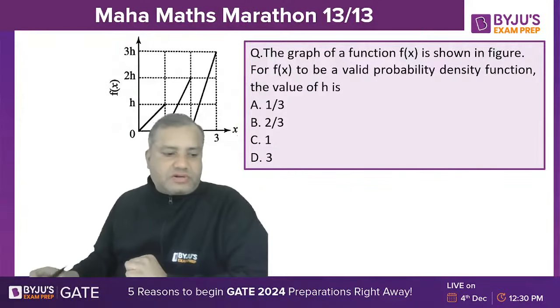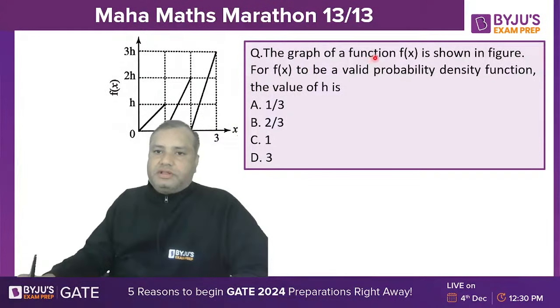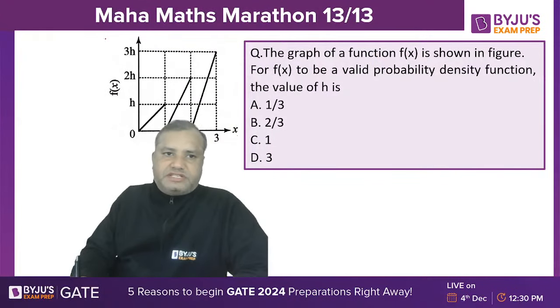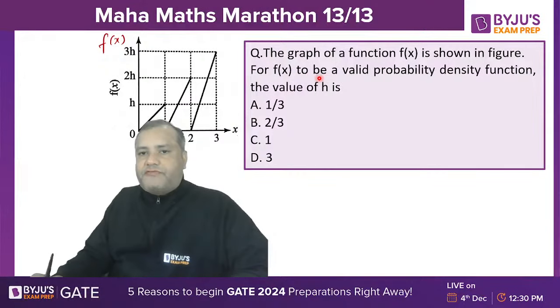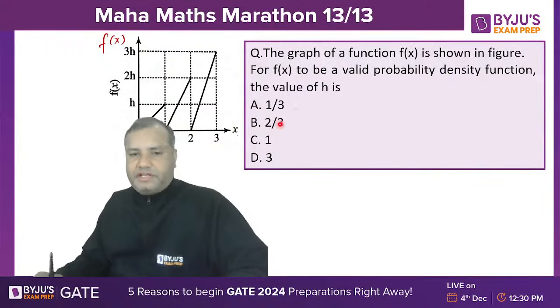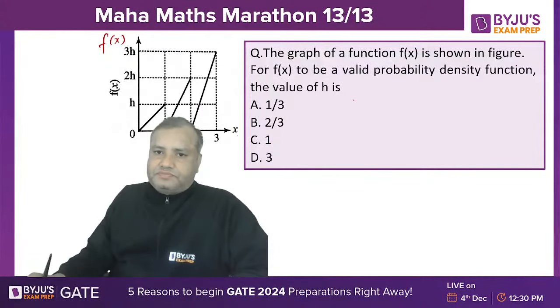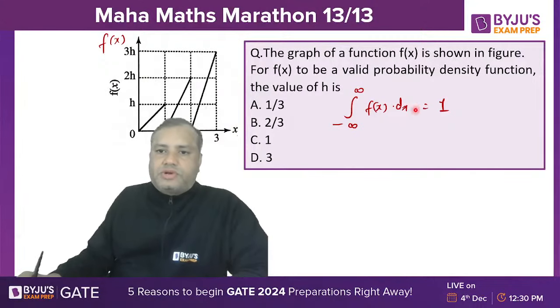This question is based on continuous probability distribution. See, the graph of the function f of x. This is the graph for a probability density function. For f of x to be a valid probability density function, the value of h is, for a valid probability density function, the integral from minus infinity to infinity of f of x dx should be 1. That is, the total area under the density function curve should be 1.